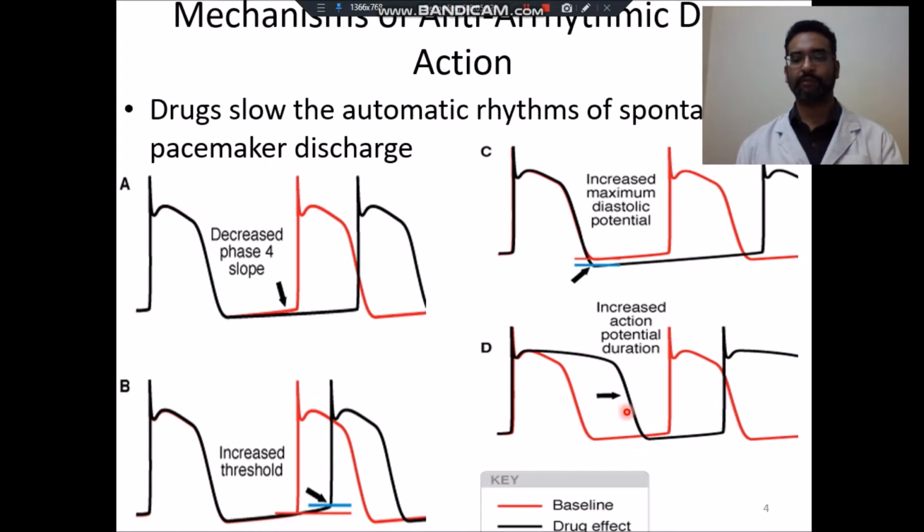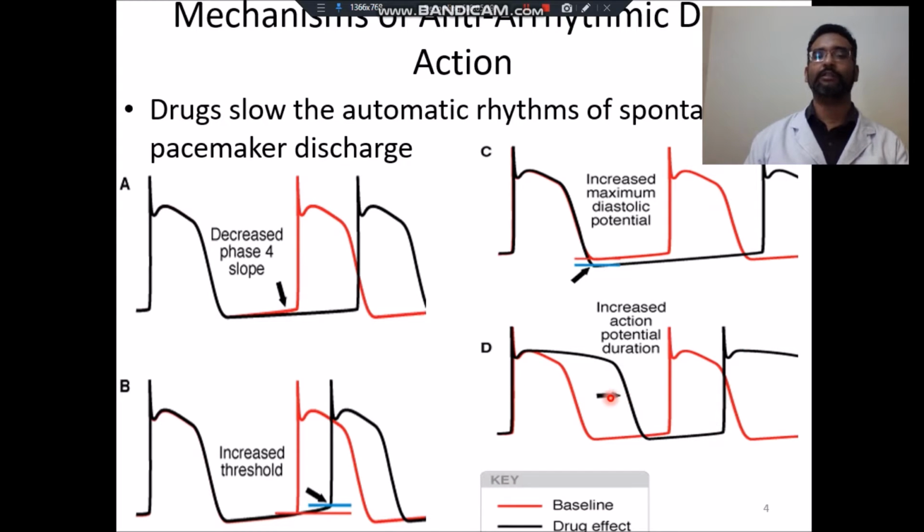Lastly, the simplest one, increasing the duration of action potential. If you see the red color line is first here, the distance between the phase 0 and phase 3 is this much, and here also it is the same. After giving the drug, the duration of phase 2 will be prolonged, and phase 3 will come much later. So you can see that the distance between this phase 0 and phase 3 will increase. So this is the action potential duration. The duration of action potential is increased, so it will take some time to generate the next action potential.